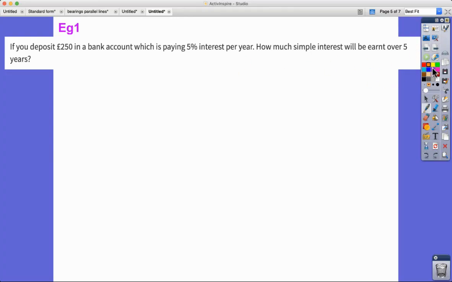Let's just do one more. Let's go back to simple interest and remind ourselves how silly this is, really. You wouldn't go for one of these. £250 in a bank account, paying 5% interest per year. How much simple interest will be earned? There's a subtle difference in the question. We'll discuss this in a minute. But let's just go and find what 5% of this is, first of all.